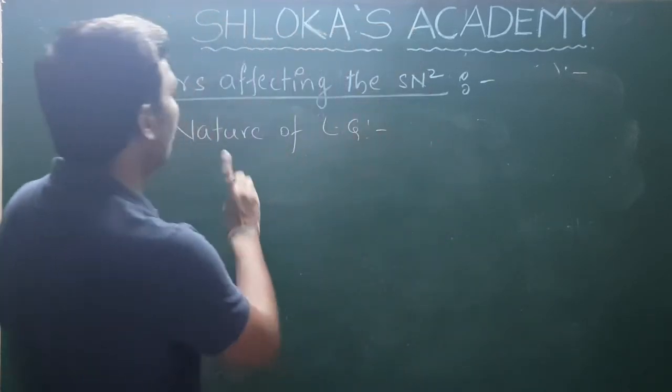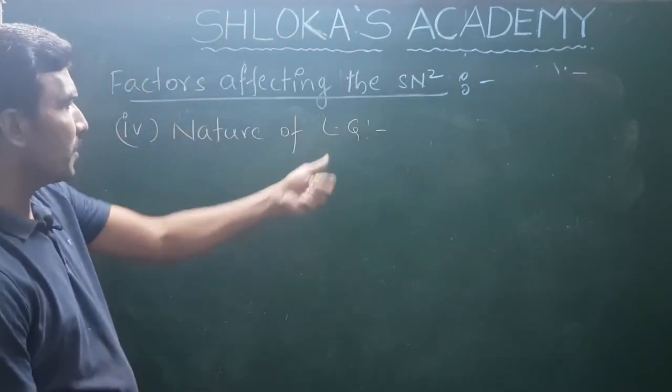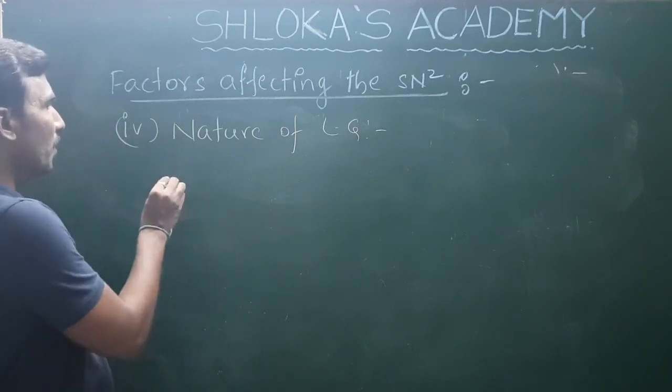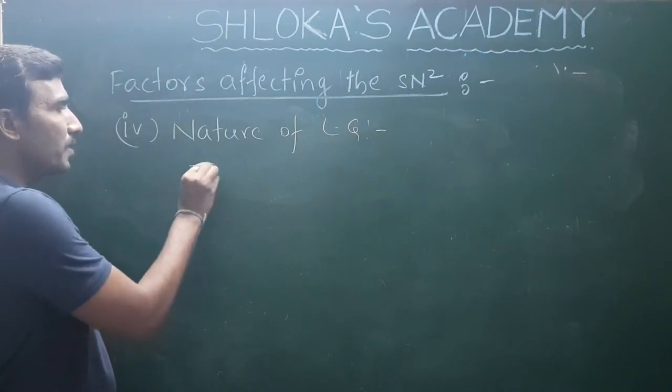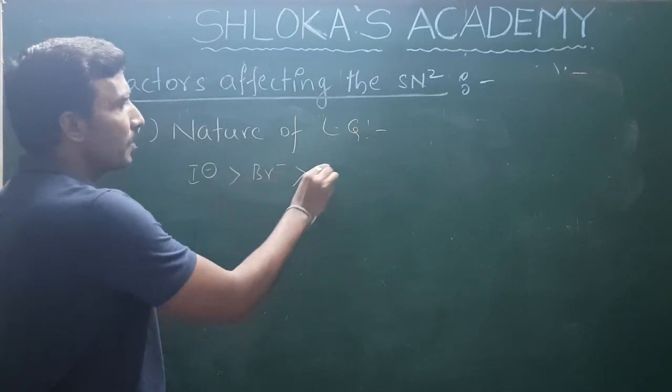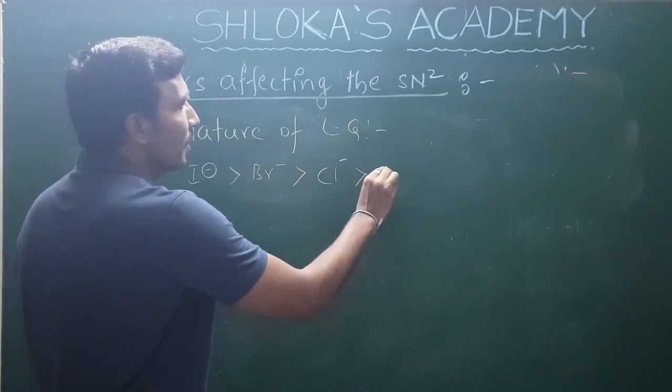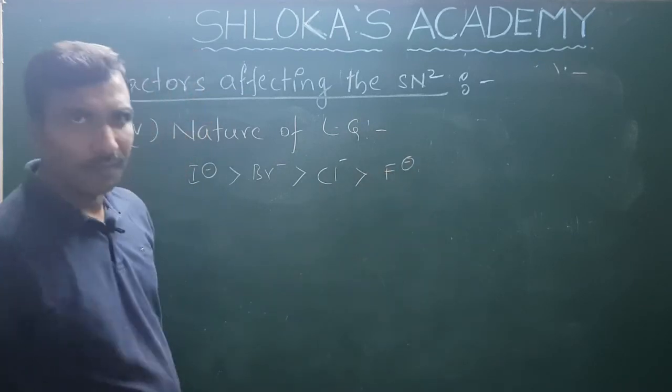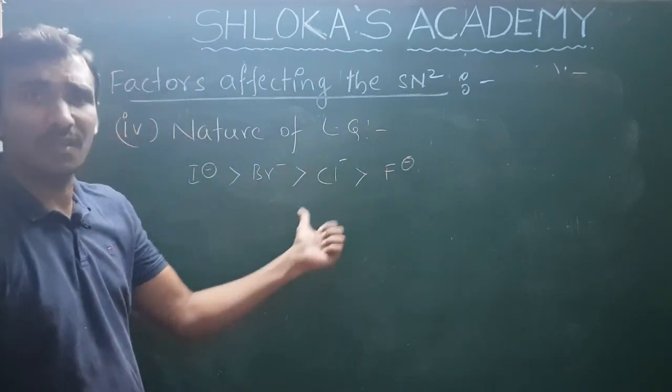A good leaving group favors the SN2 mechanism and SN1 also. So I minus is a good leaving group, then Br minus, then Cl minus, then F minus. So this is in the case of alkyl halides.